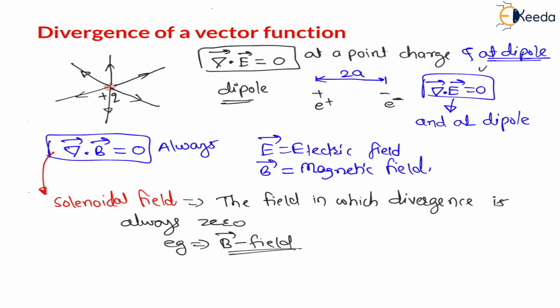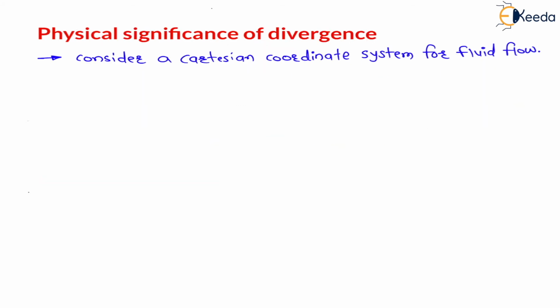Now, my dear students, after understanding the basic funda of divergence, let us understand the physical significance of divergence. So write down a heading: physical significance of divergence. To understand this, we are going to consider a fluid velocity. Consider a Cartesian coordinate system for a fluid flow. Fluid is nothing but a substance which can flow, such as liquids and gases.